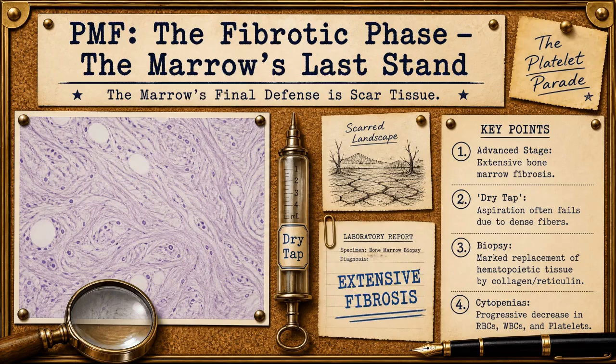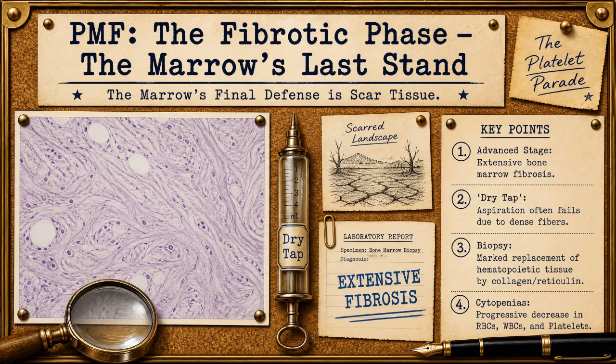The functional consequence of this extensive fibrosis is progressive cytopenias. As the marrow becomes more and more scarred, its ability to produce red cells, white cells, and platelets diminishes. This leads to anemia, leukopenia, and thrombocytopenia, which contribute to many of the patient's symptoms.